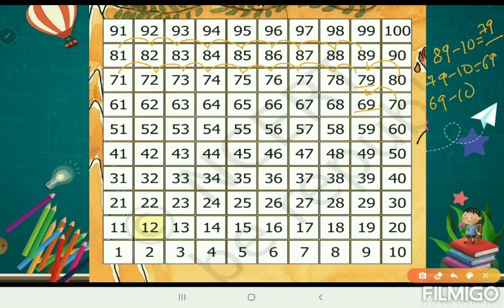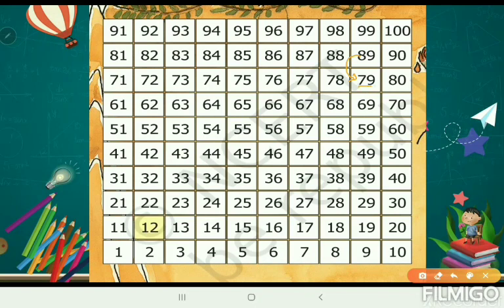69, 10 step backward. 1, 2, 3, 4, 5, 6, 7, 8, 9 and 10. I reached 59. So again, can you see a pattern formed? Yes, you can see a pattern formed. That is, if you want to subtract 10, then you simply have to jump down one step.